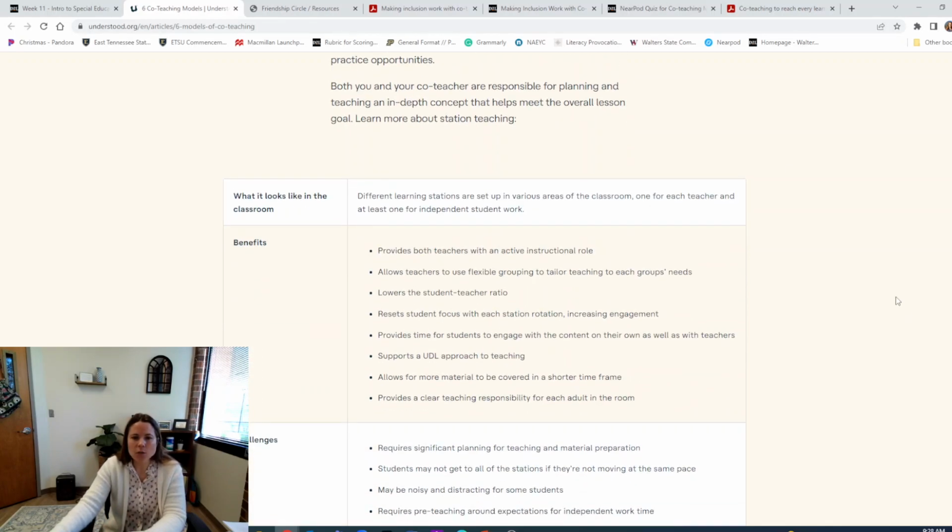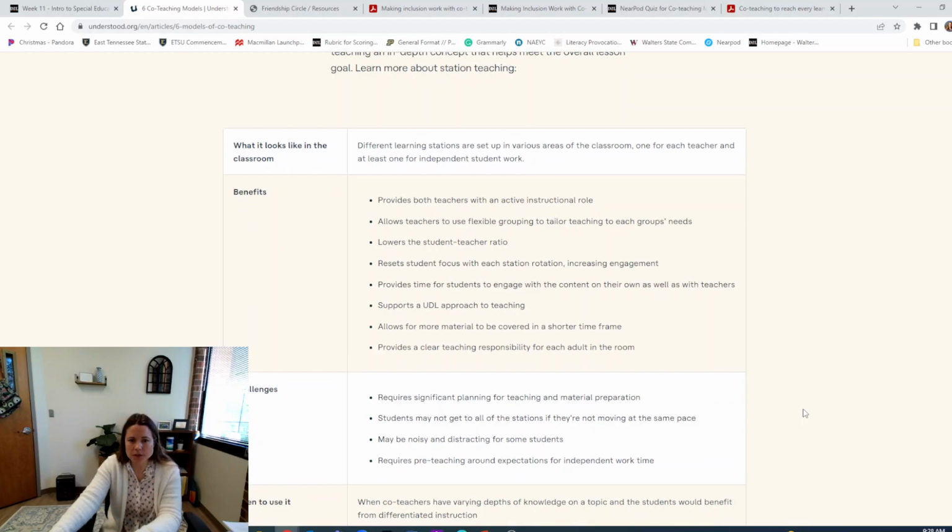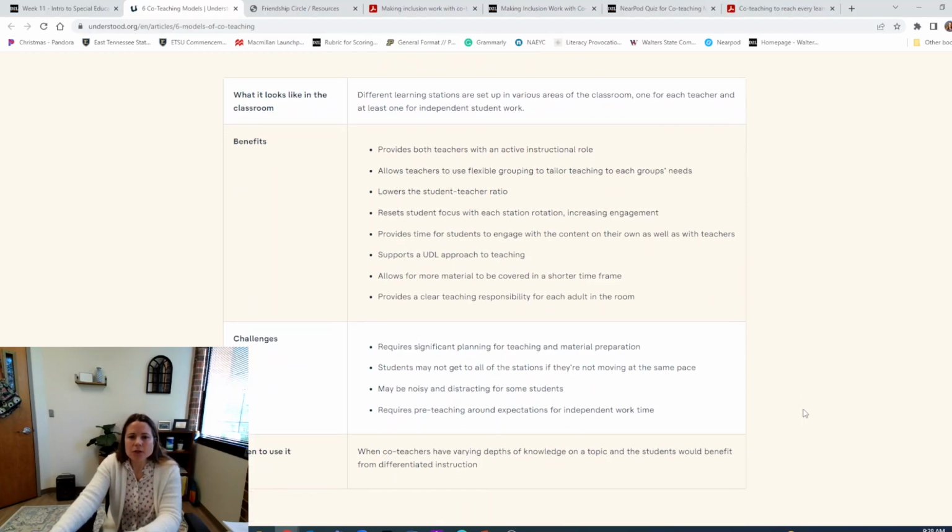So when you're setting up station teaching, you're going to realize that these are different learning stations. And you have to make sure you go back and look at, there's going to have to be one teacher present for independent student work, right? And one there kind of helping the other students when you're active in those manipulatives. So there are a lot of benefits to think about this as using as a strategy.